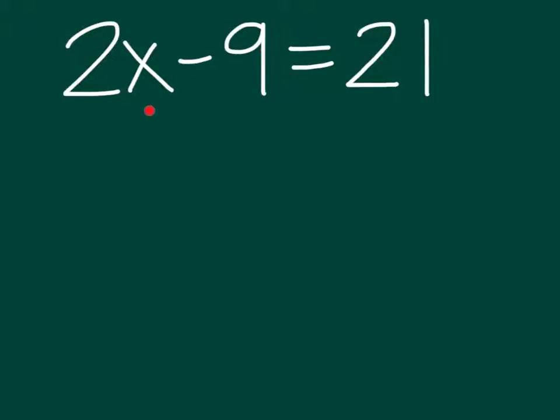So in order to solve for x, we have to undo those operations of multiplying by 2 and subtracting by 9, and we undo them in the opposite order that they're being done. So the first thing we're going to undo is the subtraction of 9, and the inverse operation for subtraction is addition. So we're going to add 9 to undo the subtraction of 9. We have to add 9 on both sides to keep the equation balanced.